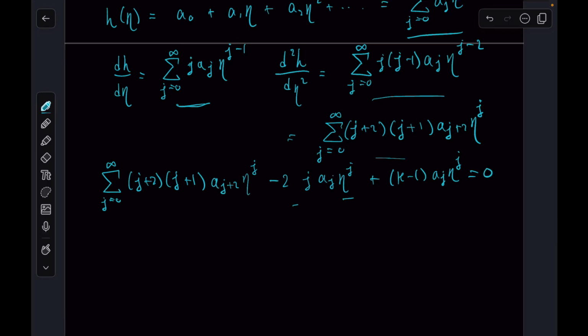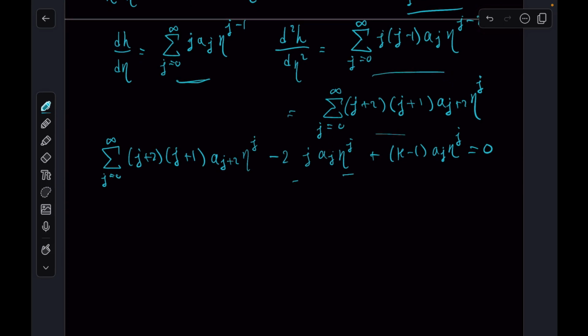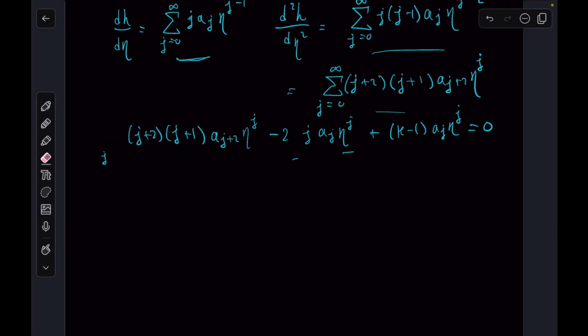It follows from the uniqueness of power series expansions that if this power series is going to equate to 0, then every term has to vanish. So every power of eta has to vanish. That's good for us because we can just get rid of this sum here and say that this needs to be equal to 0. Immediately we can get rid of eta. Now we just solve for a sub j plus 2 in terms of a sub j. This is going to give us a recursion relation for our coefficients.